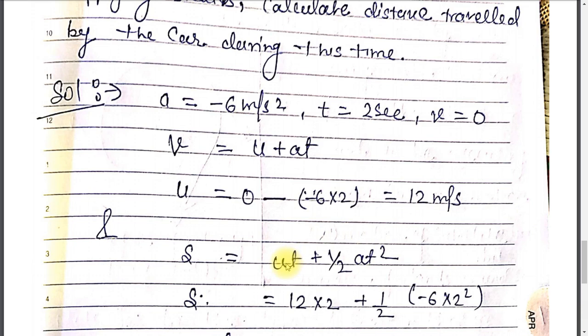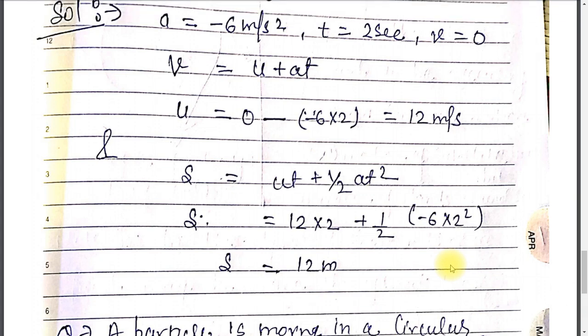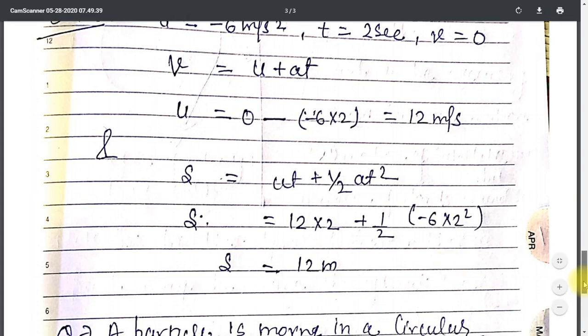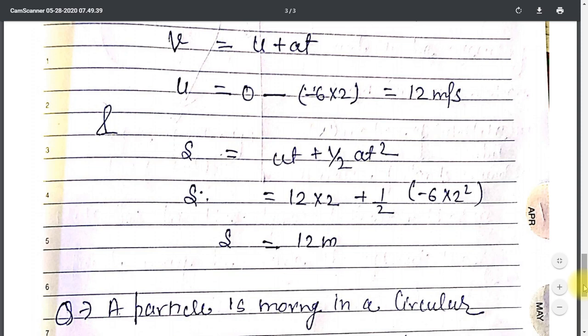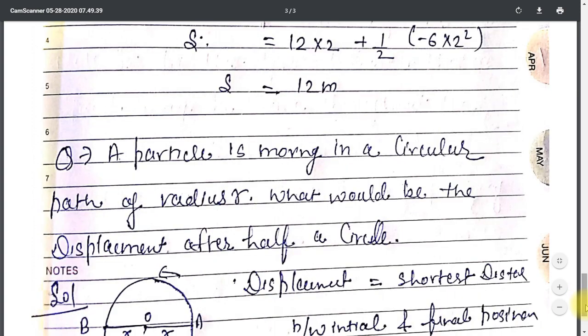Now we have the value of the initial velocity. Now we can apply the second equation of motion. When we place all the values, the value of u, t, a and t square, then we will get the value of the distance traveled by the object, that is equal to 12 meter. You can solve the calculation part yourself. So the answer for s, the distance traveled, will be equal to 12 meter. Now we have the last question, that is related to uniform circular motion.